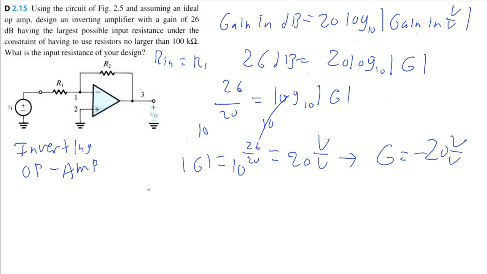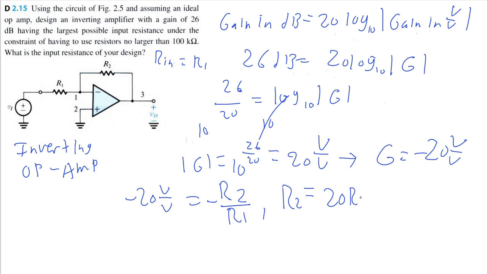Now, I can use this, negative 20 volt to volt, to set up an expression for my resistors, because the gain in volt to volt is equal to negative R2 divided by R1. So let's solve for R2. R2 is going to be equal to 20 R1.